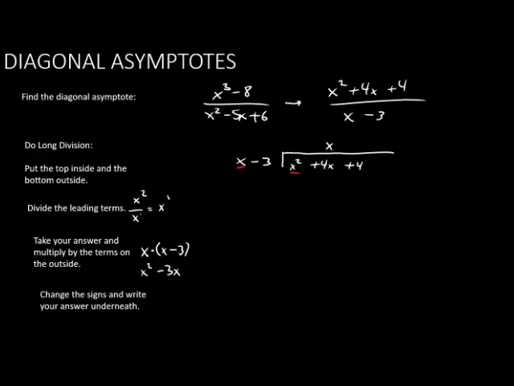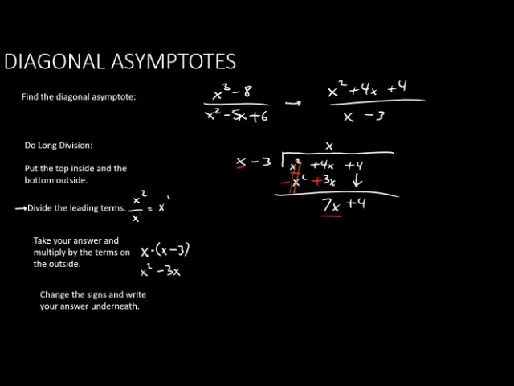Therefore, the x squared becomes negative x squared. And the negative 3x becomes positive 3x. Now we combine our terms. X squared minus x squared will cancel out completely, and 4x plus 3x will give us 7x. Then we'll bring down the positive 4, and then we'll repeat the process. We'll go back to the top here, and now divide our leading terms again.